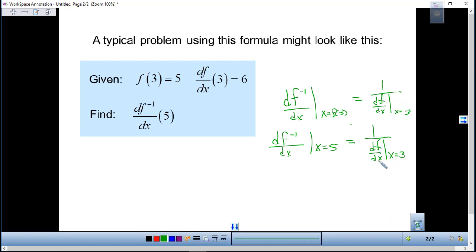So now, what is the derivative with respect to x when x equals 3? Well, it's 6. So that means that this thing is 1/6.